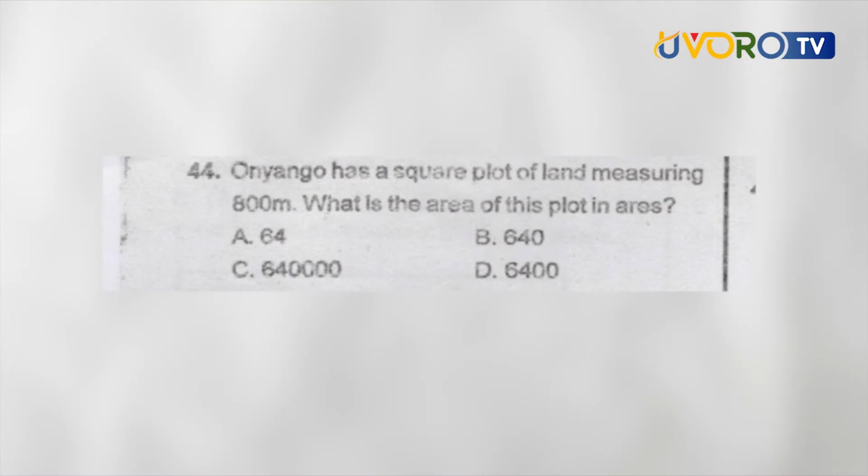Onyango had a square plot of land measuring 800 meters. What is the area in ares?